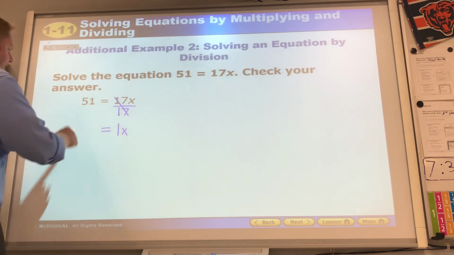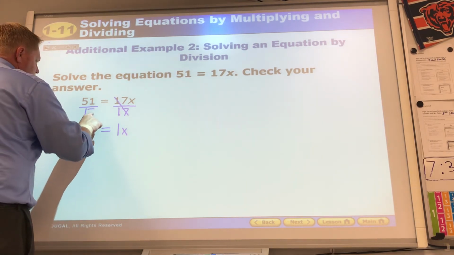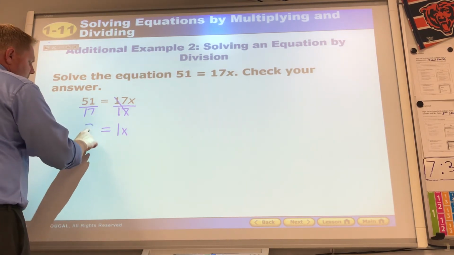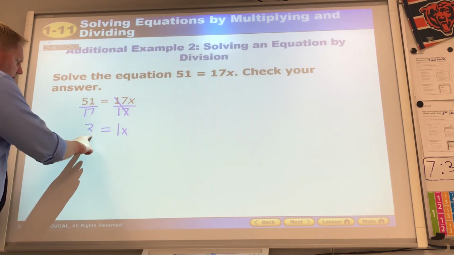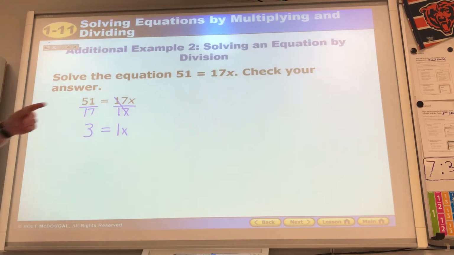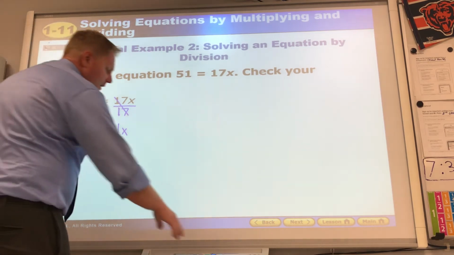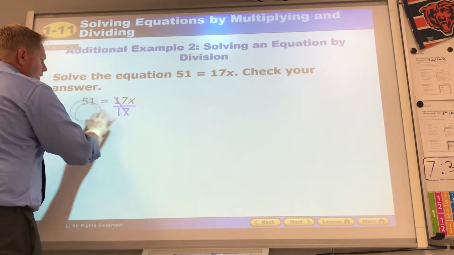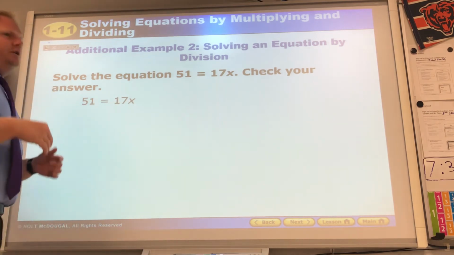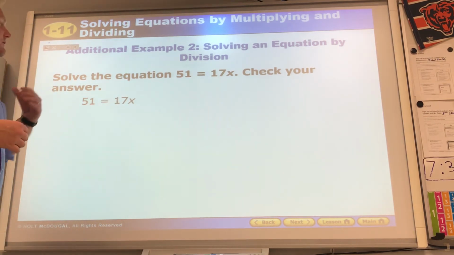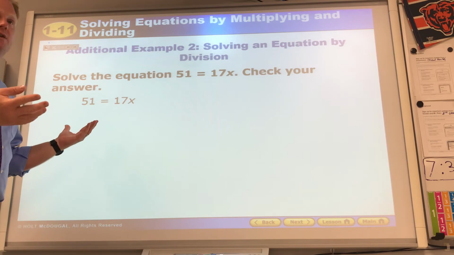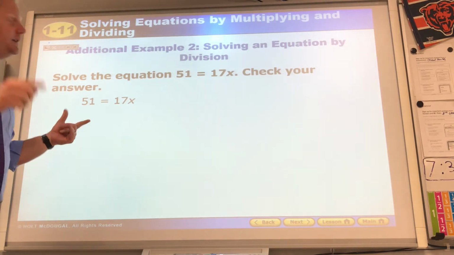Hopefully you said divide by 17. 51 divided by 17, I've done this too many times, is 3. All right. 17 times 3 is 51. It all checks out. Just like yesterday, Emmett, if we see multiplication, we undo it with division. If we see division, we undo it with multiplication. Right, Caden? Okay, let's go on.